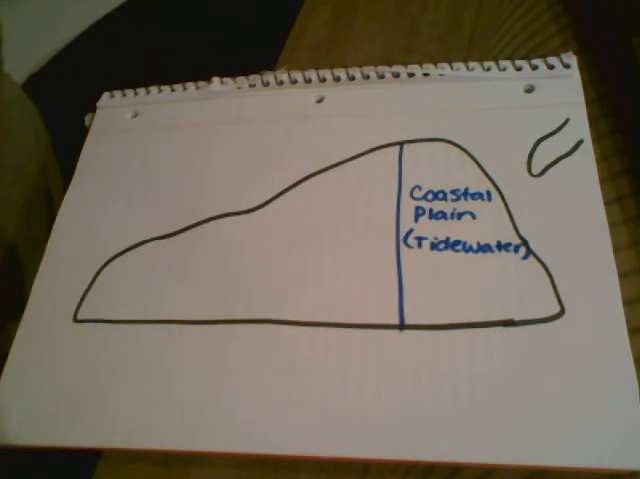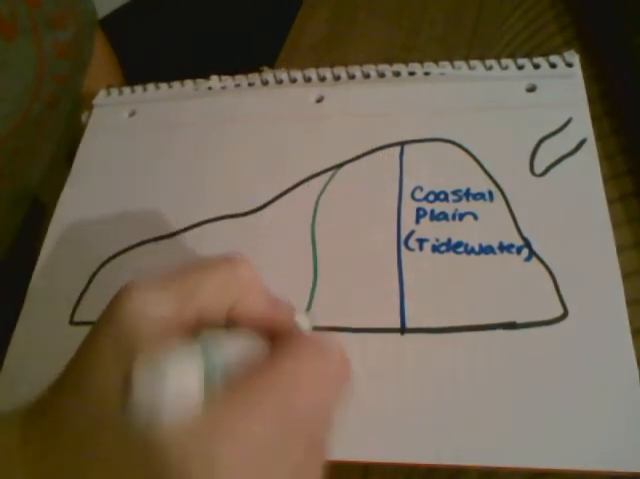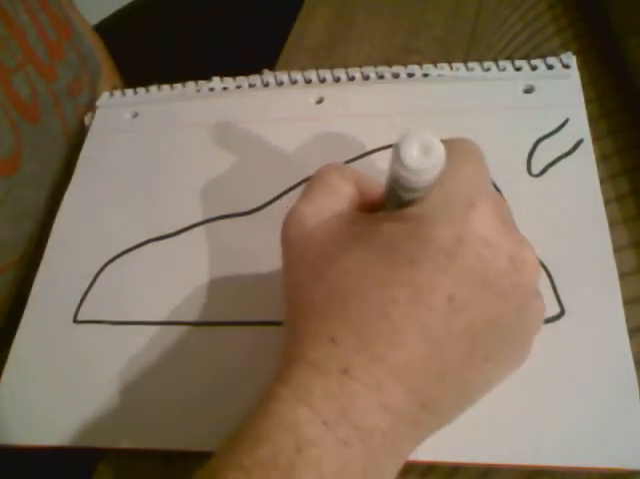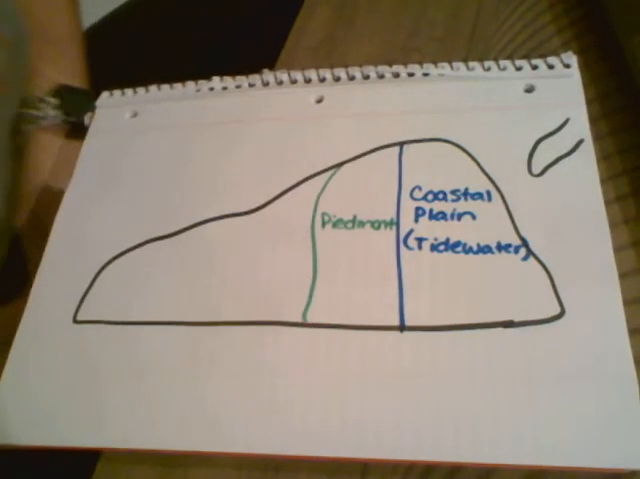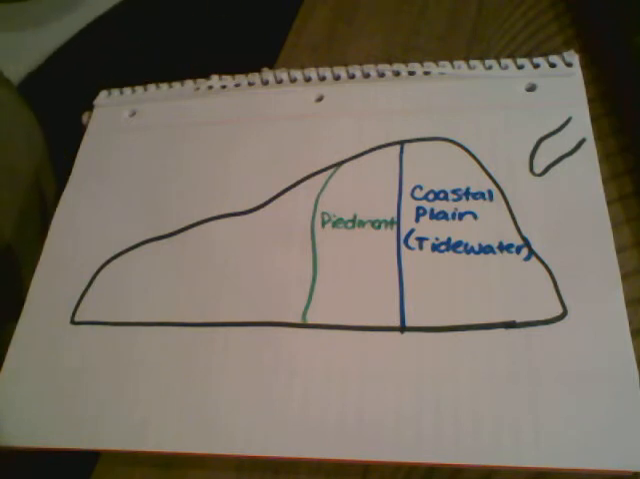All right. Right next to the Coastal Plain is a region we call the Piedmont. That's really hard to read. I think it's P-I-E-D-M-O-N-T, if you can't read that writing.